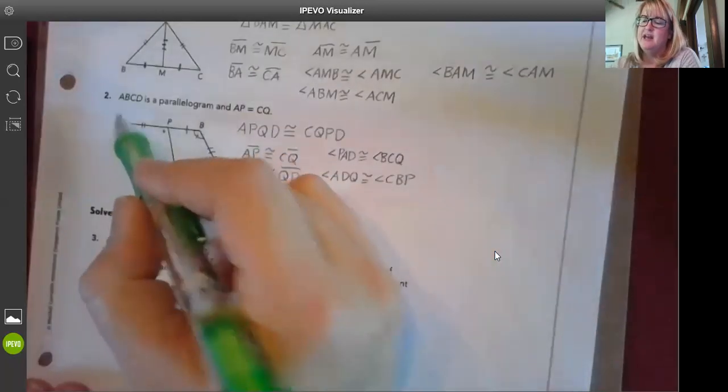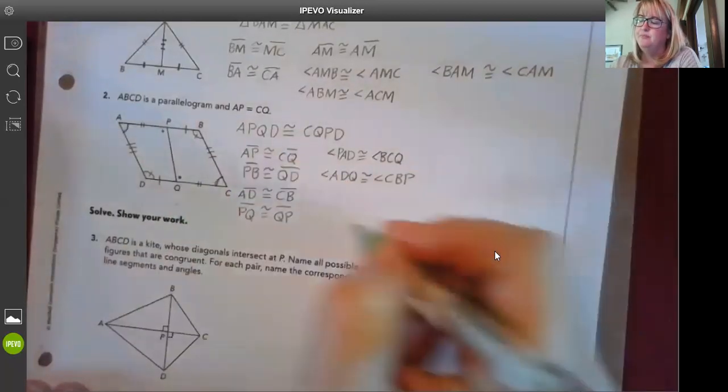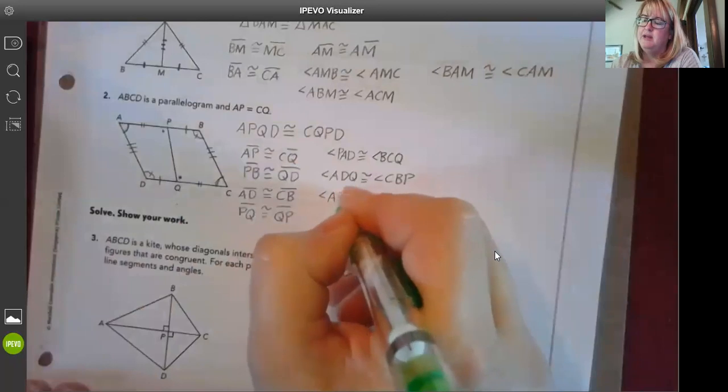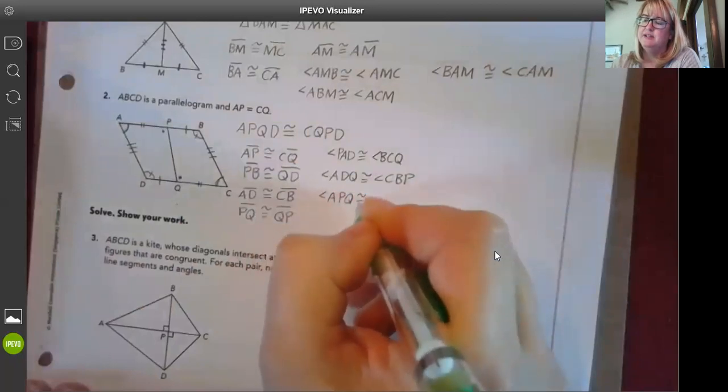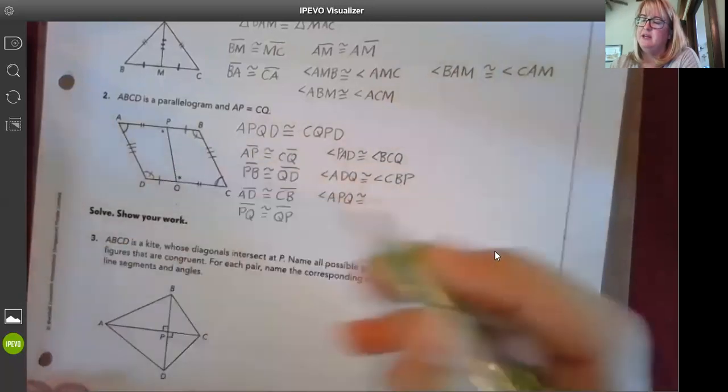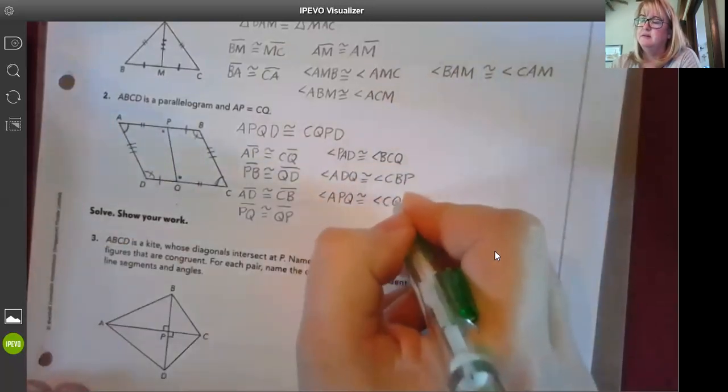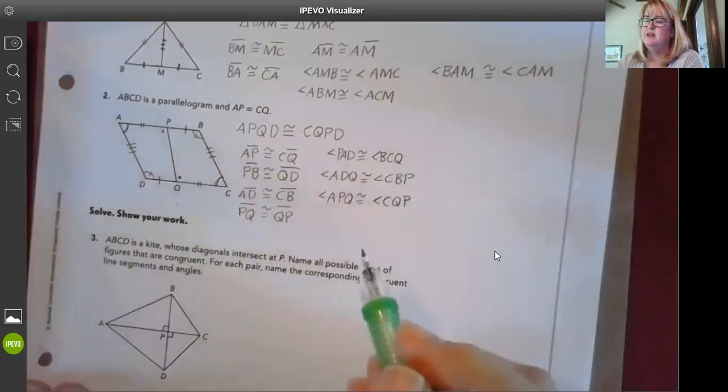So we've got angle APQ. APQ is congruent to CQP. And that's 3 of the 4.